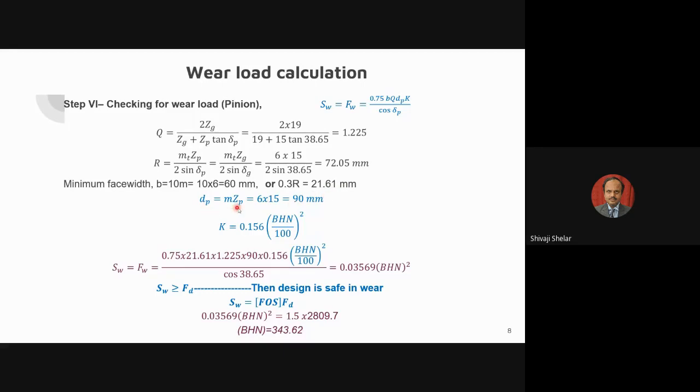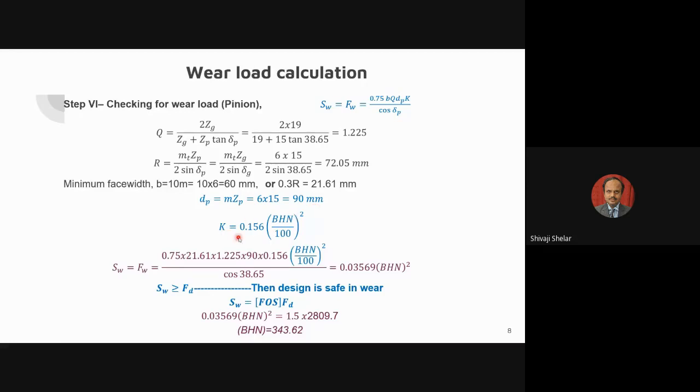So we know the pinion diameter. Since we have taken a higher value, now based on the number of teeth, which we have taken 1 or 2 teeth more, what is going to change is the pinion diameter. So instead of 80 mm, now it is becoming 90 mm, and DG will be changed accordingly.